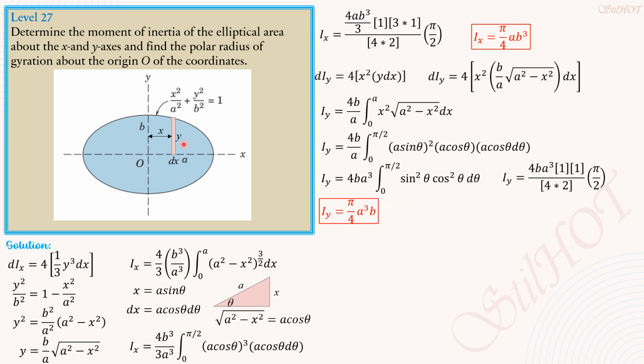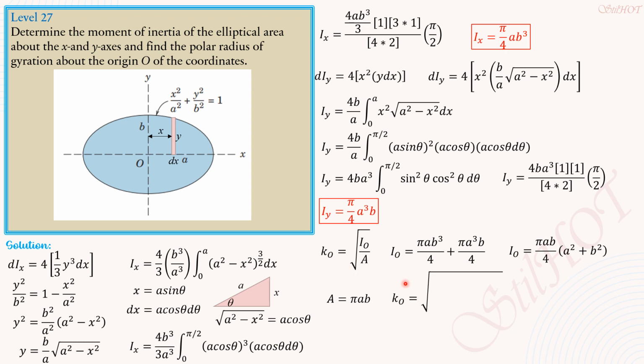Then the radius of gyration about the origin, ko, is square root of Jo over area, and Jo is simply Ix plus Iy. Io is Ix plus Iy, so pi a b cube over 4 plus pi a cube b over 4. Factor out pi ab over 4, then we have pi ab over 4, quantity a square plus b square, for Io. Then area of ellipse is pi ab, just like circle pi r squared.